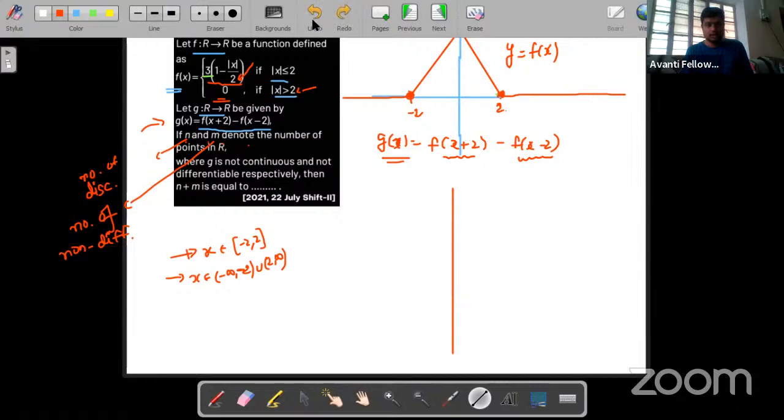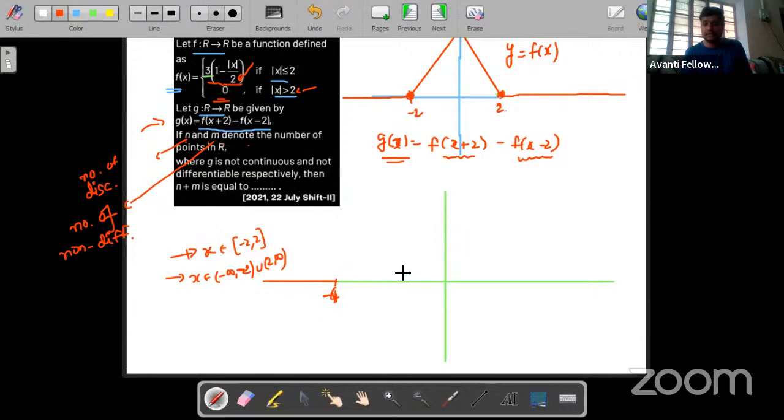I'll use red color again so that it is clearly visible to you. I'll draw the coordinates in green color and then I'll use red color. Now if I shift this complete graph by 2 units in the backward direction, this point will go to -4 and this point will go to 0, right? Because we are shifting 2 units. So the graph will look like this. This point is now -4. Then there is some triangle you can see.